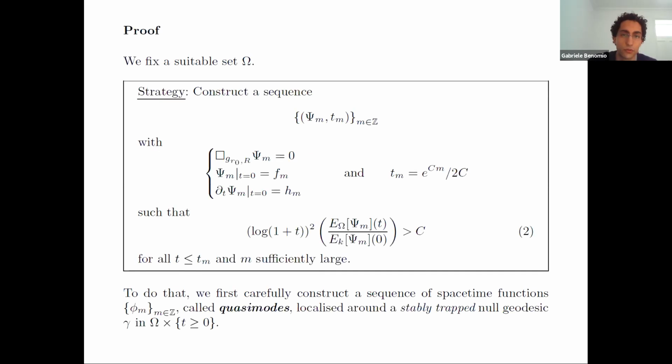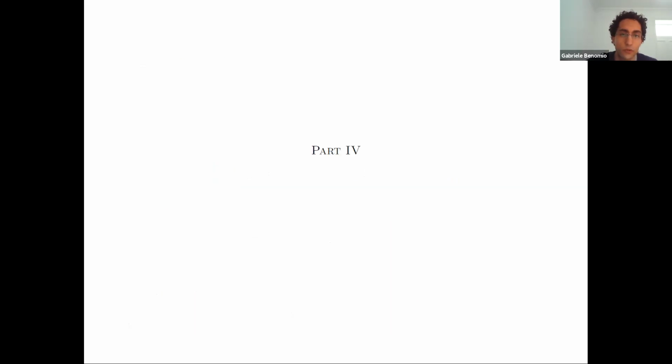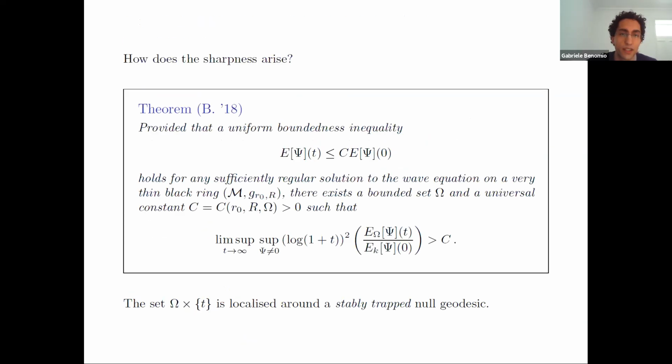Okay. So in the time I have left, I'd like to give you the main ideas of the proof of the theorem. The statement that we'd like to prove is precisely the last one that I mentioned here. Remember that I told you that this set omega that appears in the statement should be thought of as localized around the stably trapped null geodesic.